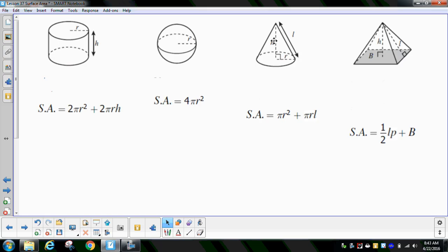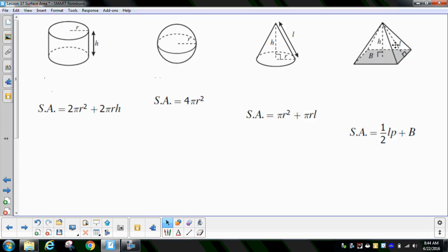Slant height is different than the height, which starts at the tip of the cone, goes straight down through the cone, and is perpendicular to the base, making this right angle. So to find the surface area of a cone, we need the radius, and we need the slant height. Just as a reminder, you get these formulas, so you just need to understand what the letters are and how to find them from a problem.